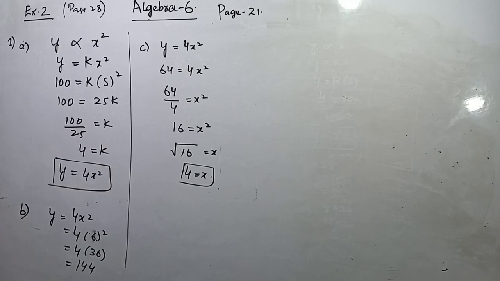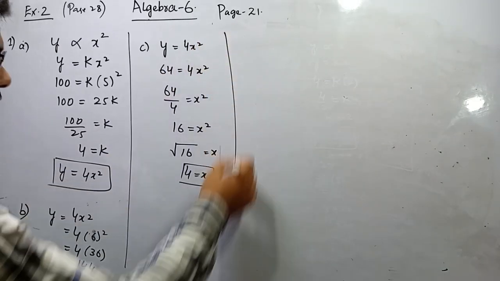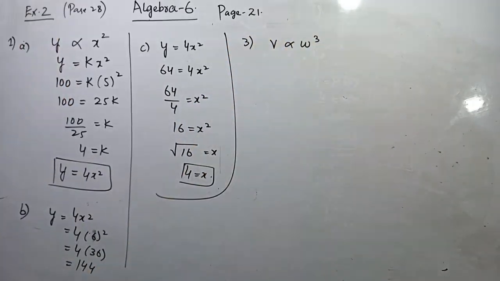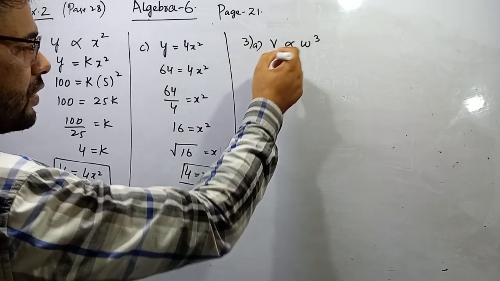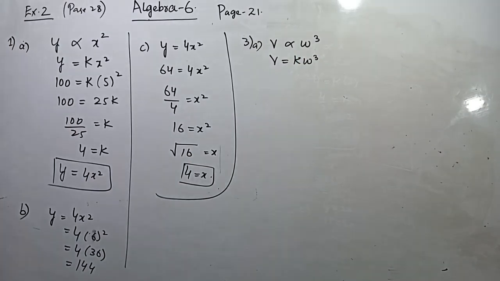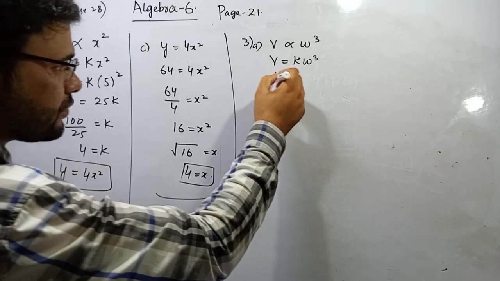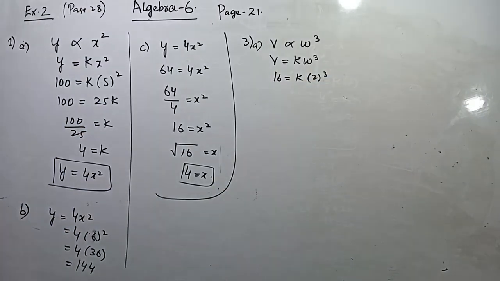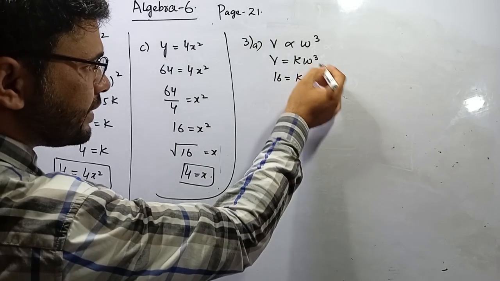Now the third one: V is directly proportional to the cube of W. So we can write this. If V is equal to 16 when W is equal to 2, find the formula for V in terms of W. That's part one. So we can write V is equal to K W cubed. Then 16 is equal to K, with W equal to 2 cubed.